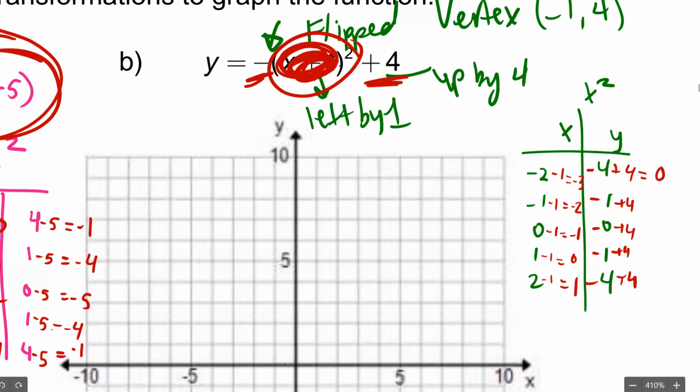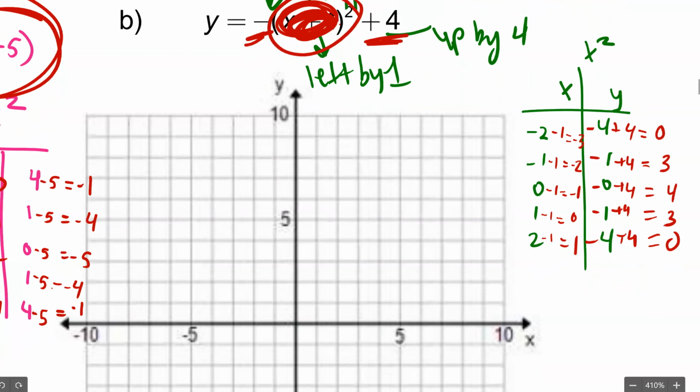Okay, -4 plus 4 is 0. -1 plus 4 is 3. So it's 0, 4, 3, and 0. So I have -3, 0. -2, 3. I'm just reading off my points that I have over here. -3, 0. -2, 3. -1, 4. 0, 3, 1, 0. And that's what we got, yeah?